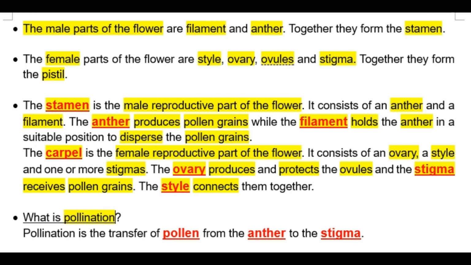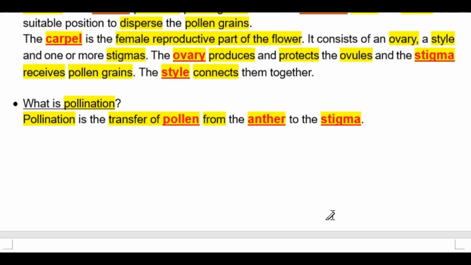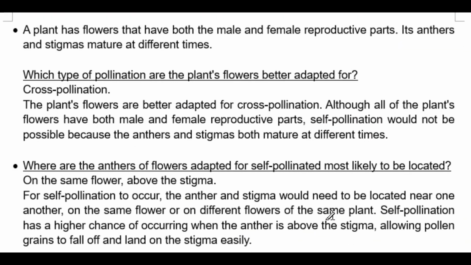What is pollination? Pollination is the transfer of pollen from the anther to the stigma. A plant has flowers that have both the male and female reproductive parts. Its anthers and stigmas mature at different times.